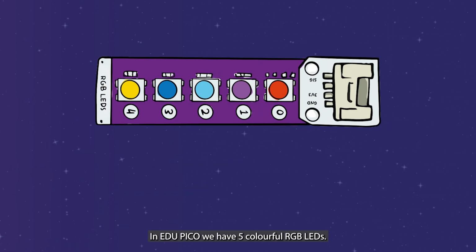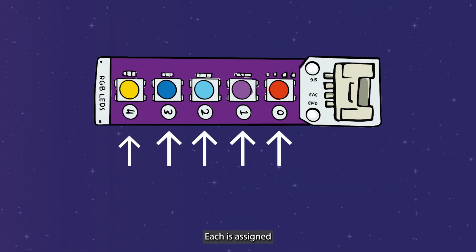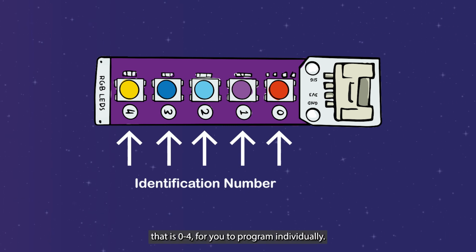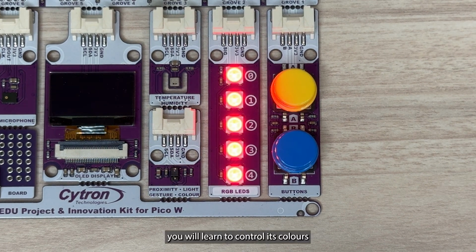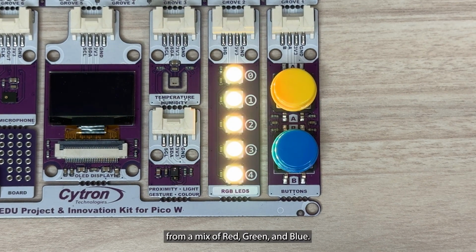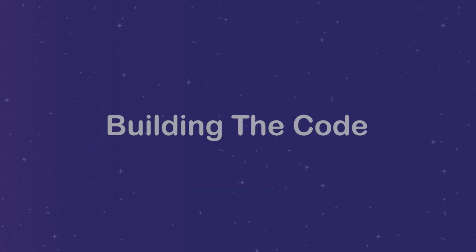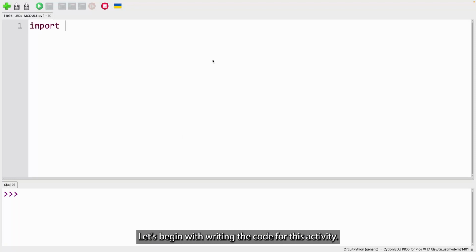In EDU PICO, we have 5 colorful RGB LEDs. Each is assigned with an identification number that is 0 to 4 for you to program individually. In this video, you will learn to control its colors from a mix of red, green, and blue. Let's begin with writing the code for this activity.